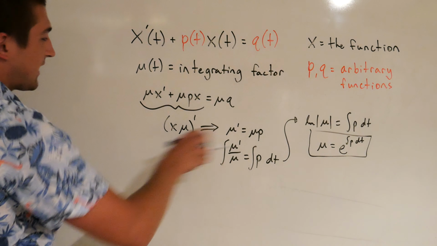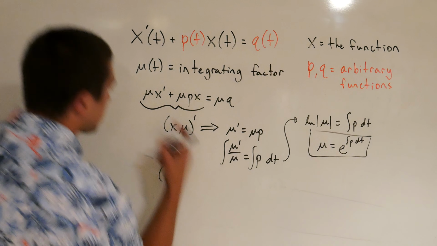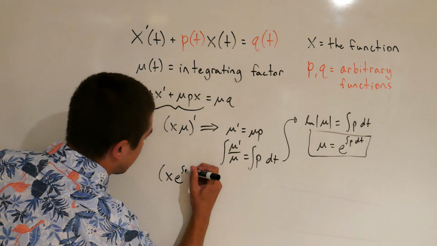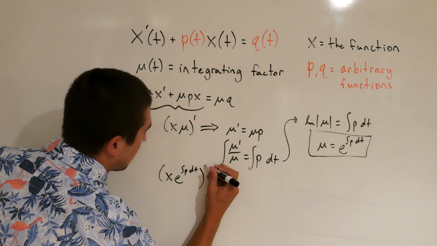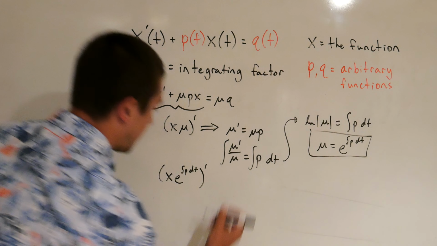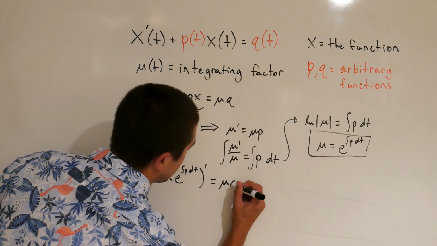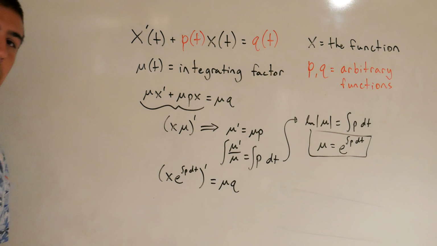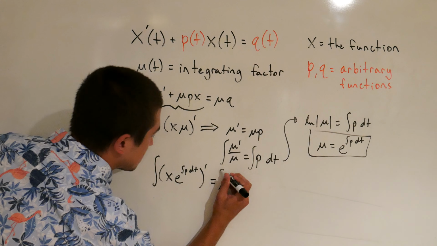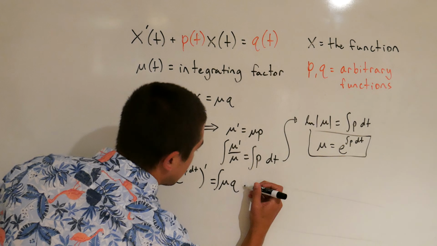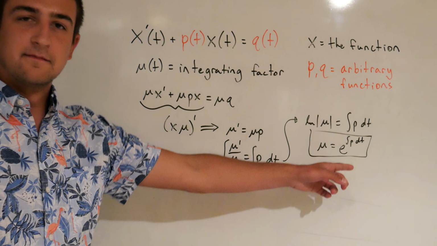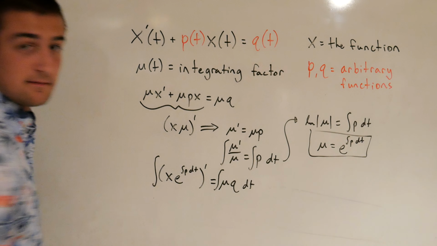Plugging that in here, we can rewrite this whole side, but now that we know what mu is, we can write it as e to the integral of p dt. And all that is prime, so we have this function times this one, and the derivative of all that. And all that is equal to mu times q. Now we can integrate again across both sides of the equation. This one will be done dt because these are two functions of t. I didn't write mu out because it's all that, but just know that mu is equal to that always from now on.